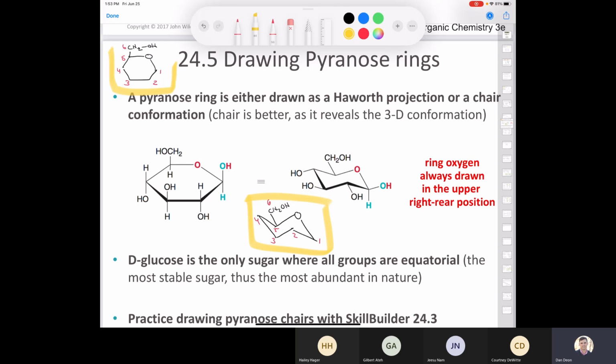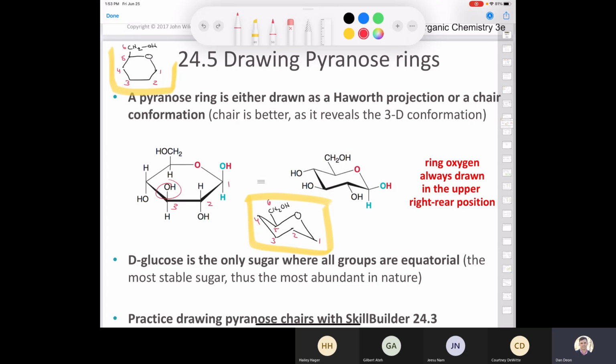Remember that on a chair, you've got to be able to insert substituents and determine whether they're going to be axial or equatorial. If this is carbon number 1, 2, 3, and the hydroxyl on carbon number 3 is going up, you have to know that it's up and equatorial. You've got to be able to put that in. And again, I demonstrated that just a few minutes ago, but you've got to be able to do it.